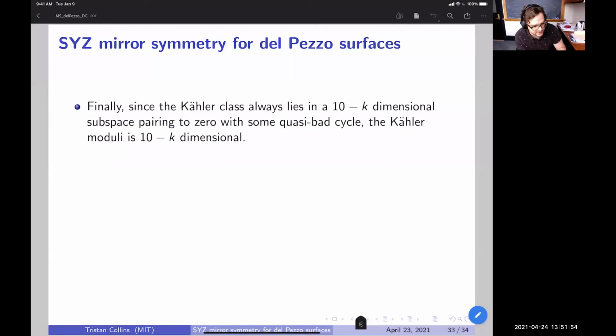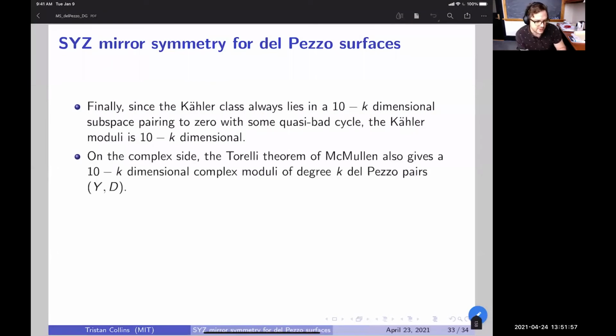So you have this Kähler moduli, which is 10 minus k dimensional. And that turns out to be exactly the same as the complex moduli of del Pezzo pairs of degree k, where you take a del Pezzo surface of degree k and you consider the pair consisting of that and the anti-canonical divisor. So this gives an equality of dimensions of the moduli space. If you interpret the Hodge numbers as the dimension of the moduli space, then we have proved Hodge theoretic mirror symmetry as well. It's also interesting to note that these Hodge numbers that we compute are exactly the same as the ones that were computed by Lunts and Przyjalkowski following this KKP proposal.